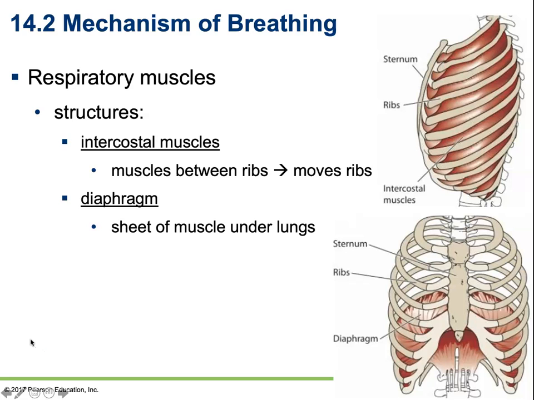The diaphragm is going to be a sheet of muscle under the lungs right here. That muscle is going to contract and pull downward. As it does, it's going to also create a vacuum, causing the lungs to expand and fill up with air, and air will rush into the lungs and exchange oxygen for carbon dioxide in the alveoli.